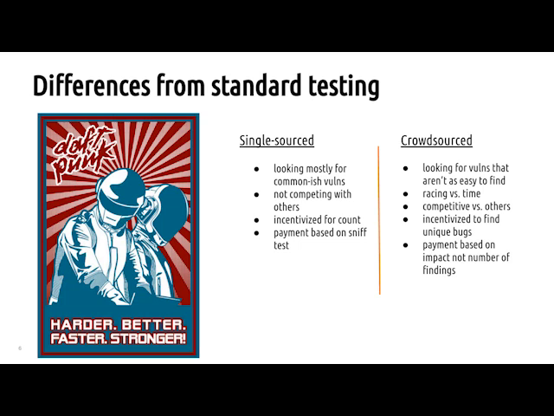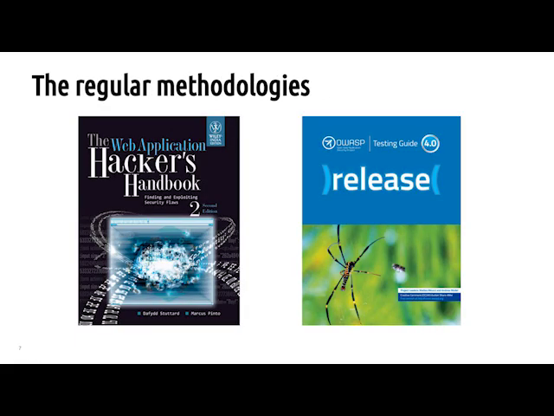Whereas in a single source test, you're looking for common vulns, not edge case vulns. You're not competing with anybody else on the project. Most of the time, you're incentivized for the count of vulnerabilities that you find doing a regular AppSec type test, and there's no real way to gauge the success of a regular AppSec test. You may have some good findings, but you really don't know if you got enough eyes on the project. So these are differences between the two types of testing. Each type of testing has its own merits, and I'm not really here to argue which is better. That's for everybody else to decide. But I did take most of these methods from the crowdsourced model.